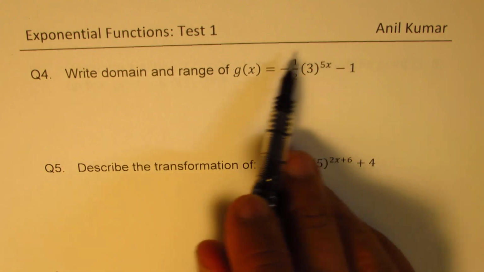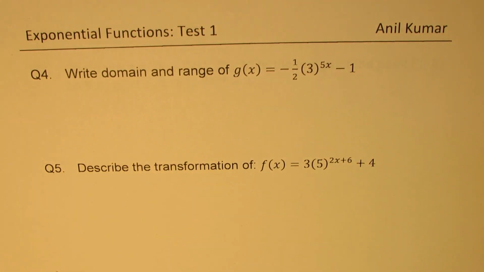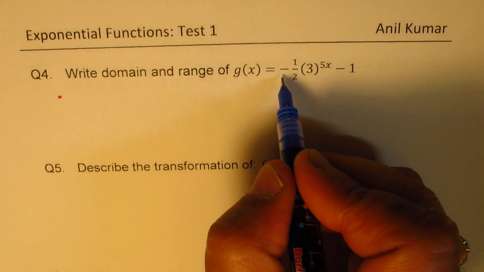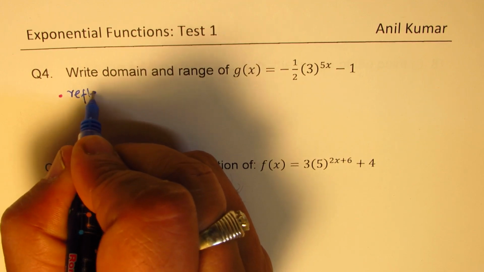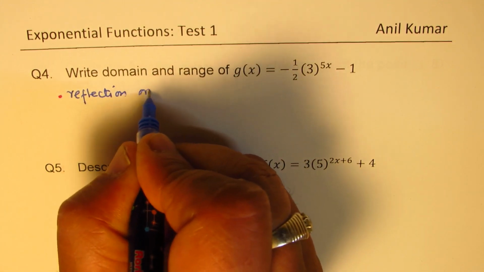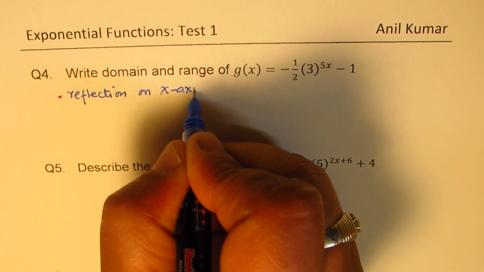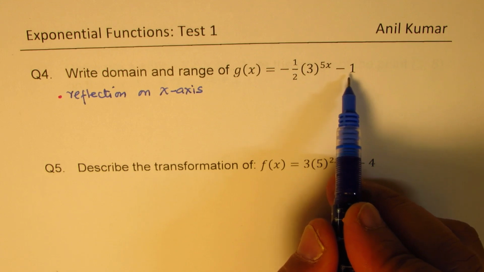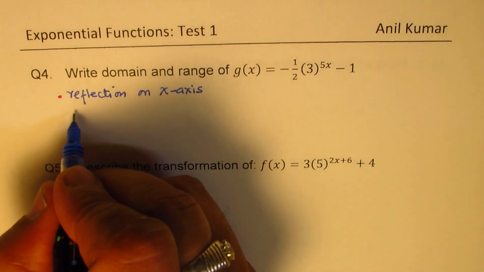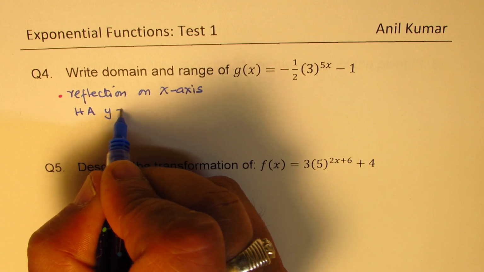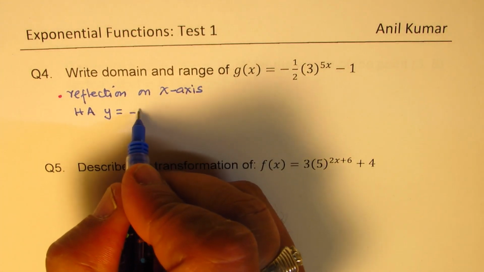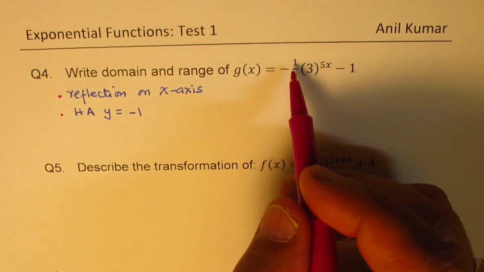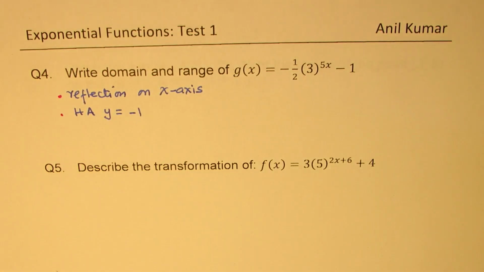Write the domain and range of this particular function. Now, let's think about it. This minus means reflection on the x-axis, correct? That means the graph is going downwards, and the negative one means that we have a horizontal asymptote y equals minus 1, right? So y equals minus 1. These two pieces of information are good enough to write the domain and range for the function, right?